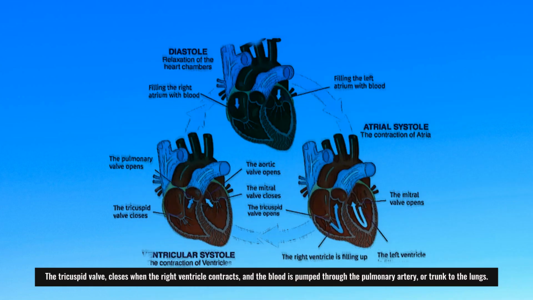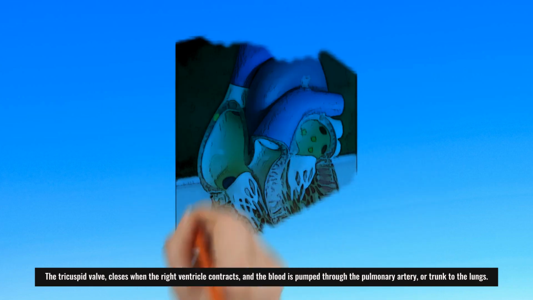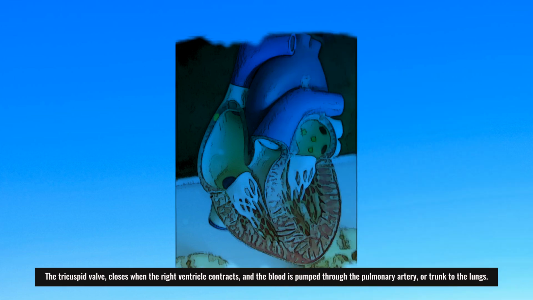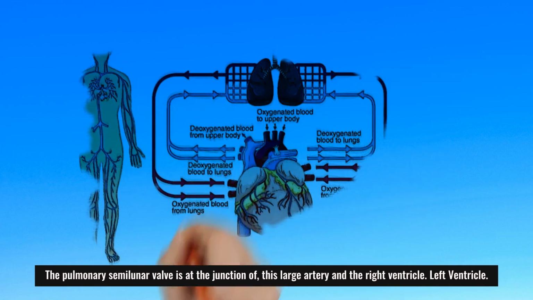Right ventricle. The tricuspid valve closes when the right ventricle contracts, and the blood is pumped through the pulmonary artery, or trunk, to the lungs. The pulmonary semilunar valve is at the junction of this large artery and the right ventricle.